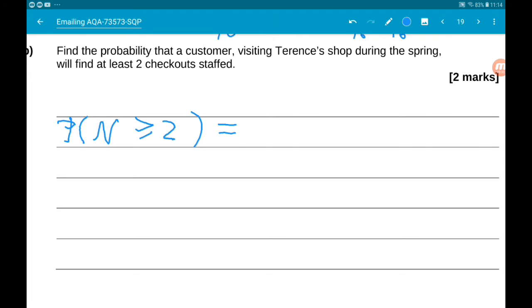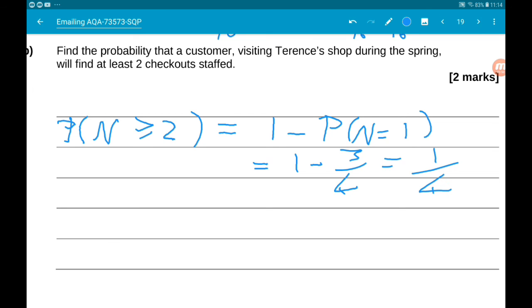So this is going to be 1 minus the probability N is equal to 1, which is 1 minus 3/4, which gives us 1/4. Cool.